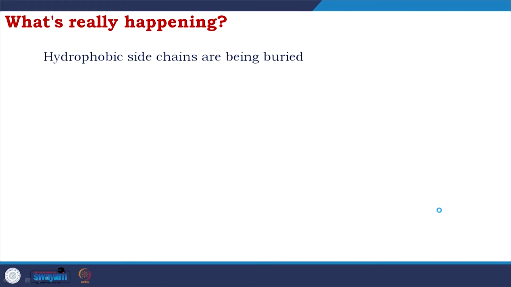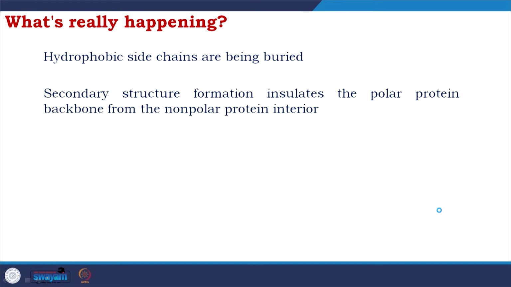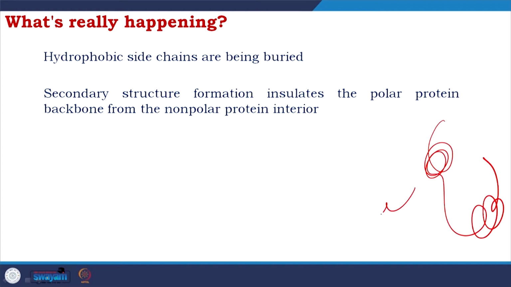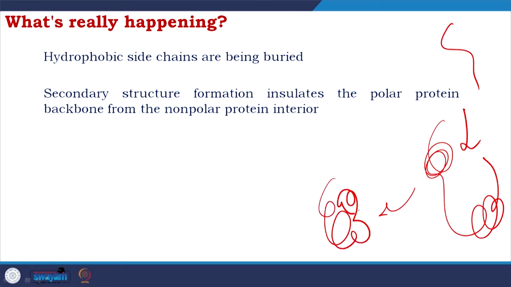So, what is really happening? The hydrophobic side chains are being buried, and secondary structure formation insulates the polar protein backbone from the non-polar protein interior. So, you could think of it in that way, it is like this, and then from this it comes like that, and then these hydrophobics are coming and they are surrounded by, so hydrophobic residues, hydrophobics, and here you get more hydrophilic.